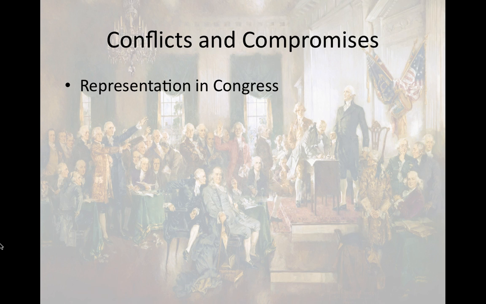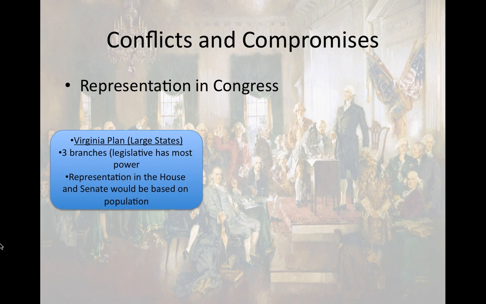So the first conflict that came up was, how are states going to be represented? Because there's big states and there's small states, so we have to figure out a way to represent them in Congress. The Virginia Plan, which represented large states, said that there should be 3 branches of government, and that the representation in the House and Senate would both be based on population all the time. So bigger states would have more reps, smaller states would have less reps.